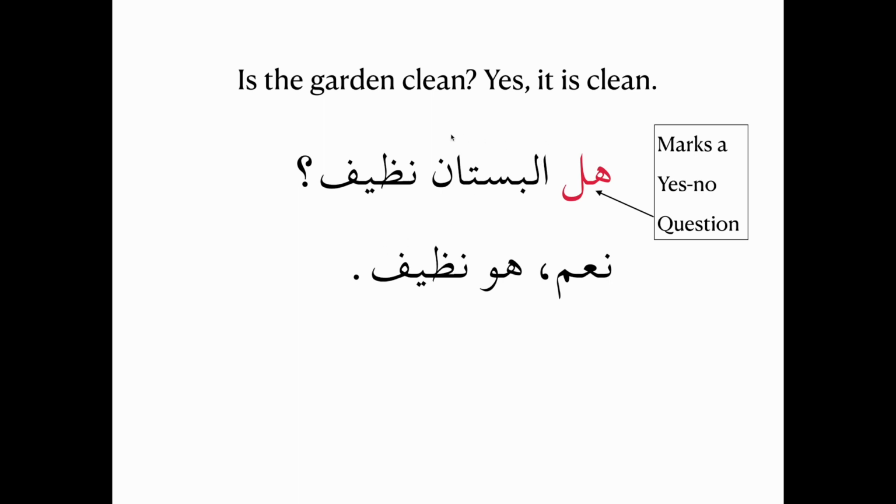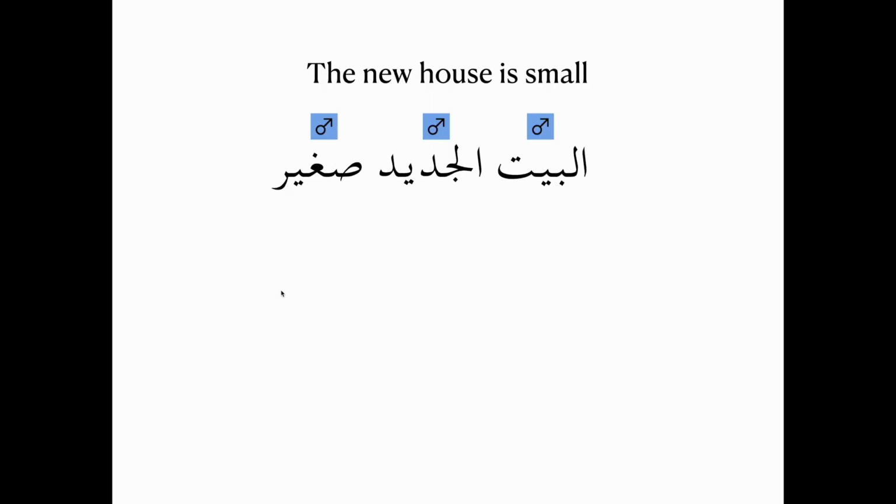Also, definiteness, indefiniteness, right? It still stays across the board. Let's keep going. The new house is small. Again, this is probably a little mini review of what you got in the previous episodes. The new house is small. البيت الجديد صغير. Right? Masculine, masculine, masculine all across the board. Definite, definite, indefinite across the board. So basically, this has no feminine. So we should be used to this.